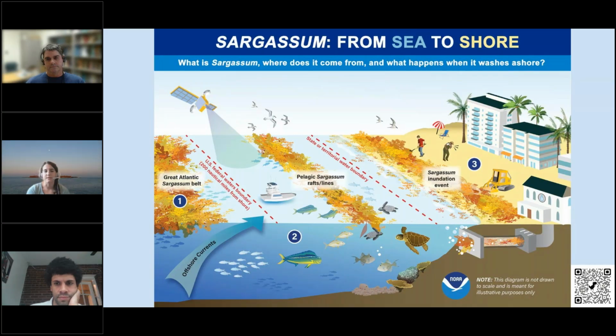We're launching this series to raise awareness about key issues surrounding sargassum. Each webinar will highlight different aspects of sargassum research, management, and its impacts on coastal communities and ecosystems as pictured here on this graphic. The goal of this series is to foster knowledge sharing and regional collaboration across affected areas as we continue to see impacts from sargassum inundation events, especially this summer.